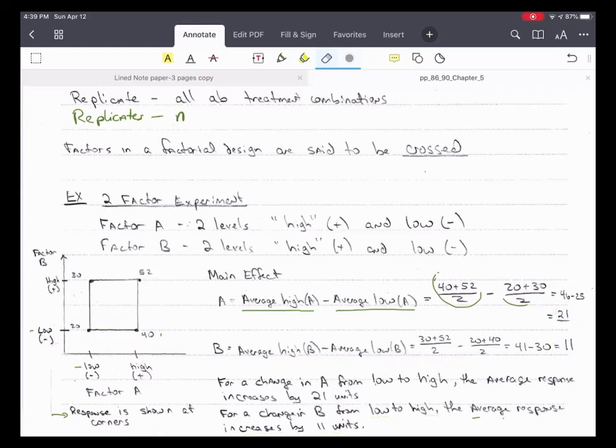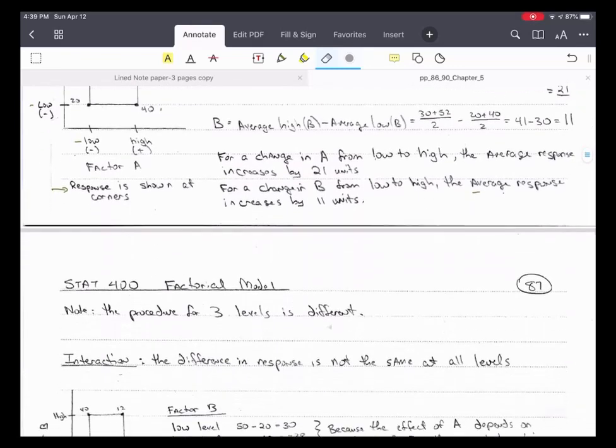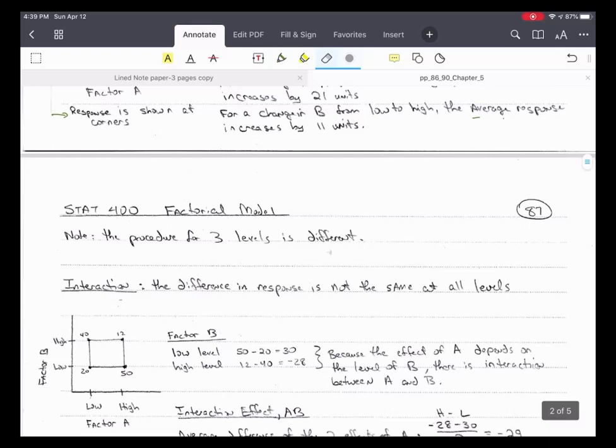Okay, so we've got this block, but first we're going to note that the procedure for 3 levels is different than this, so don't try to use the same method for 3 levels. Hopefully we'll have time to discuss 3-level factorial.